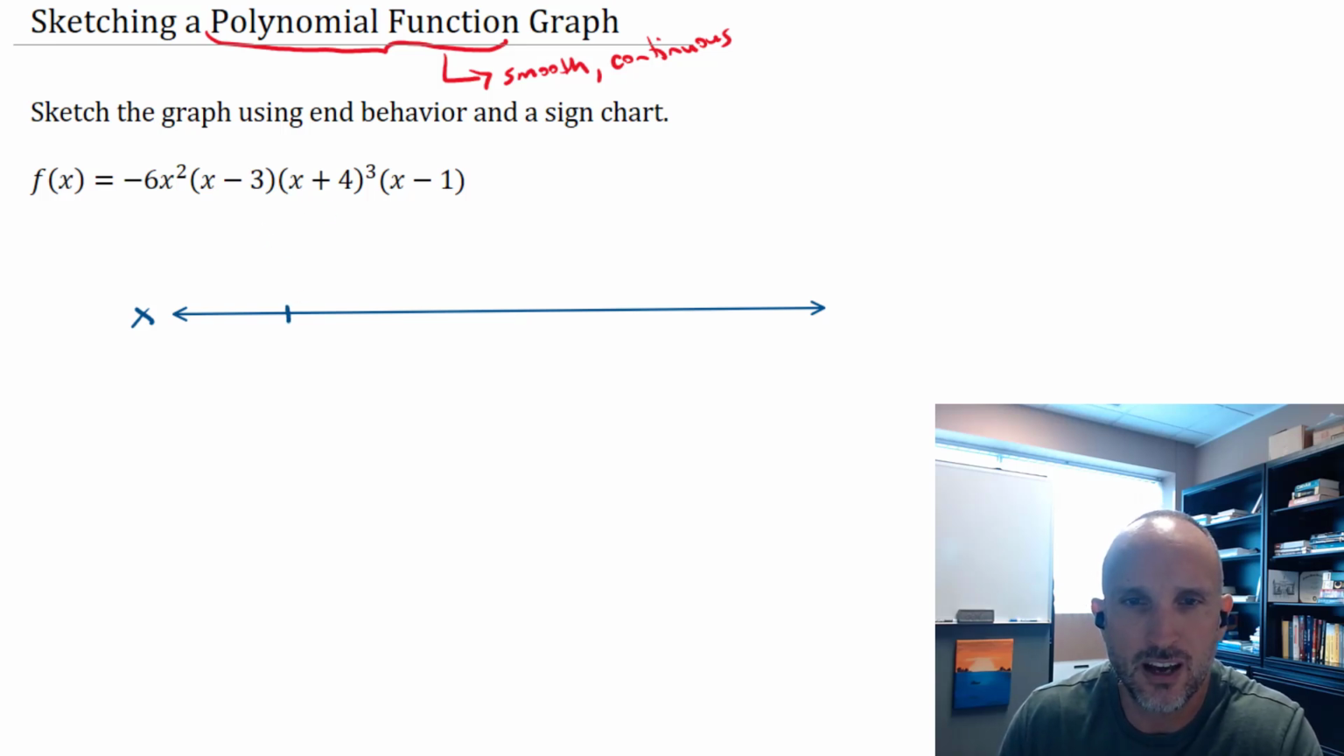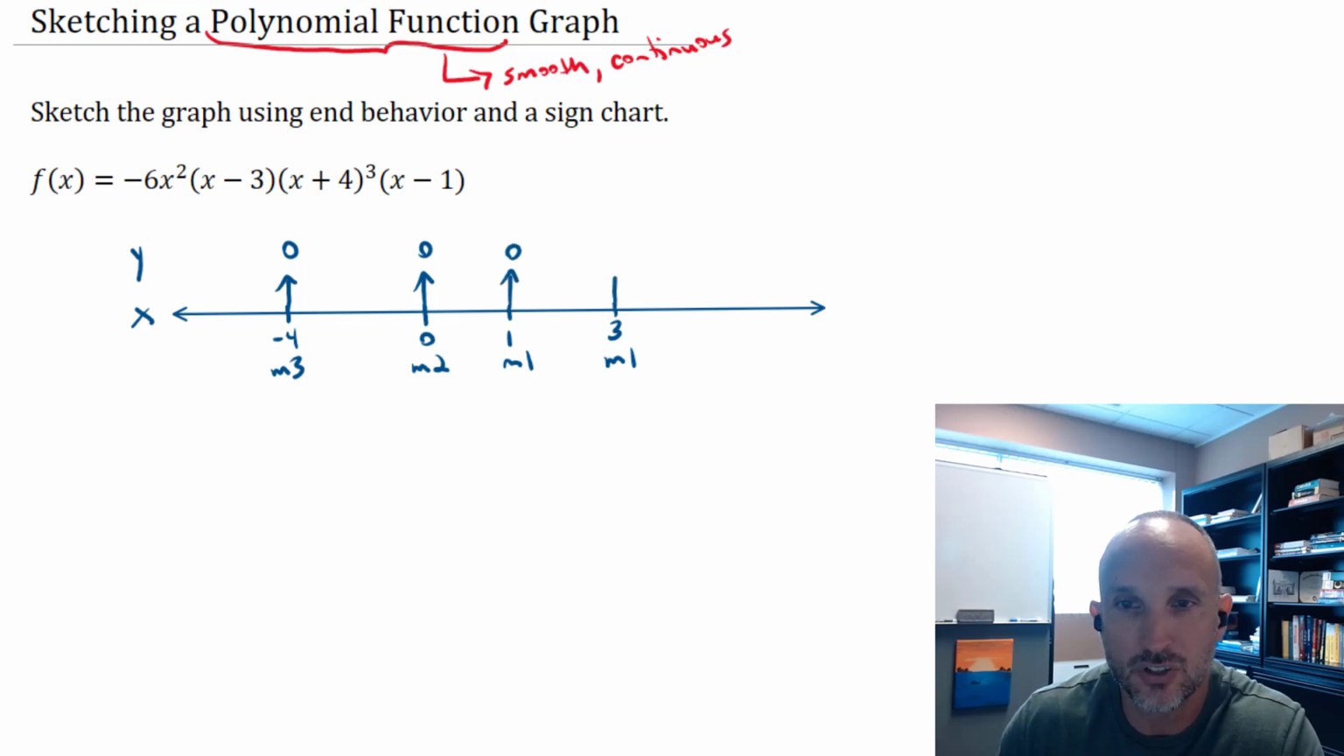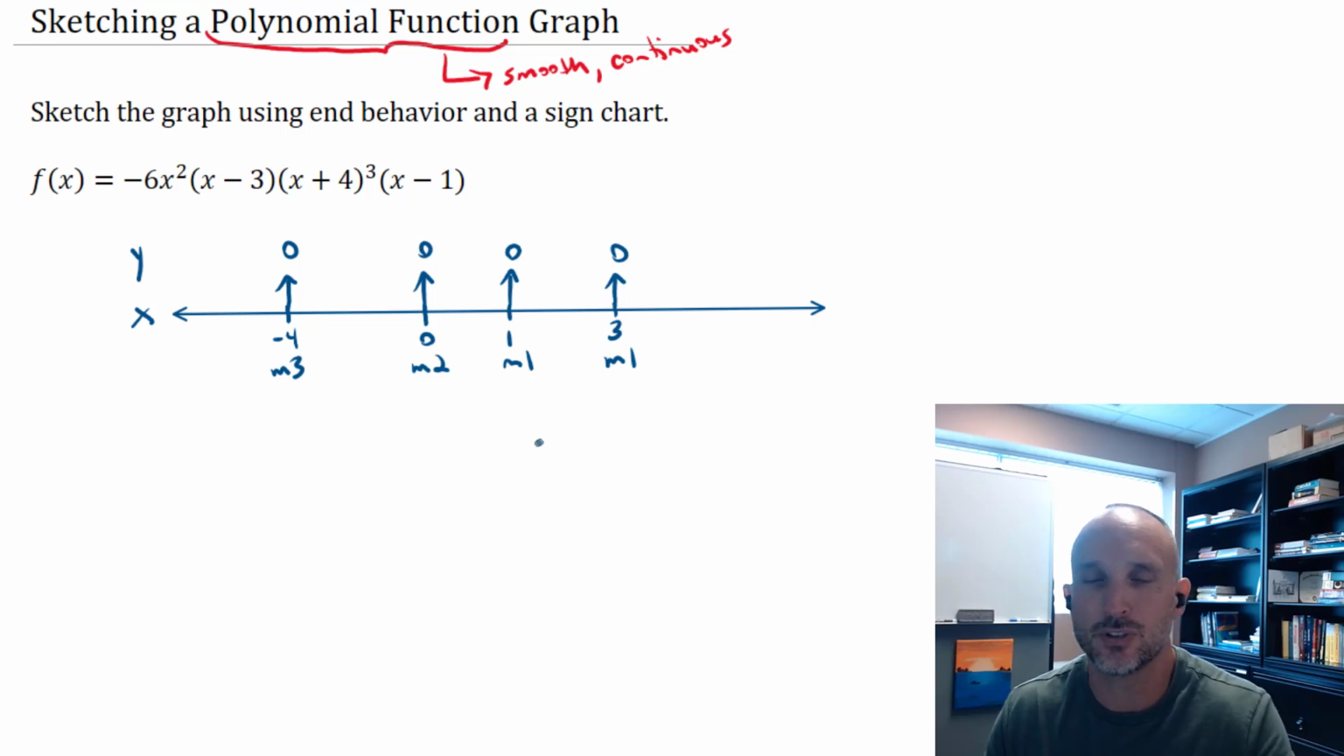So the first one we encounter from left to right is negative 4, which is multiplicity 3. And then 0 is the next one, has multiplicity 2. And then 1 has multiplicity 1. And finally, 3 has multiplicity 1. And we know that the corresponding y values for those x values is 0. These all make the function turn into 0. That's why we chose this.